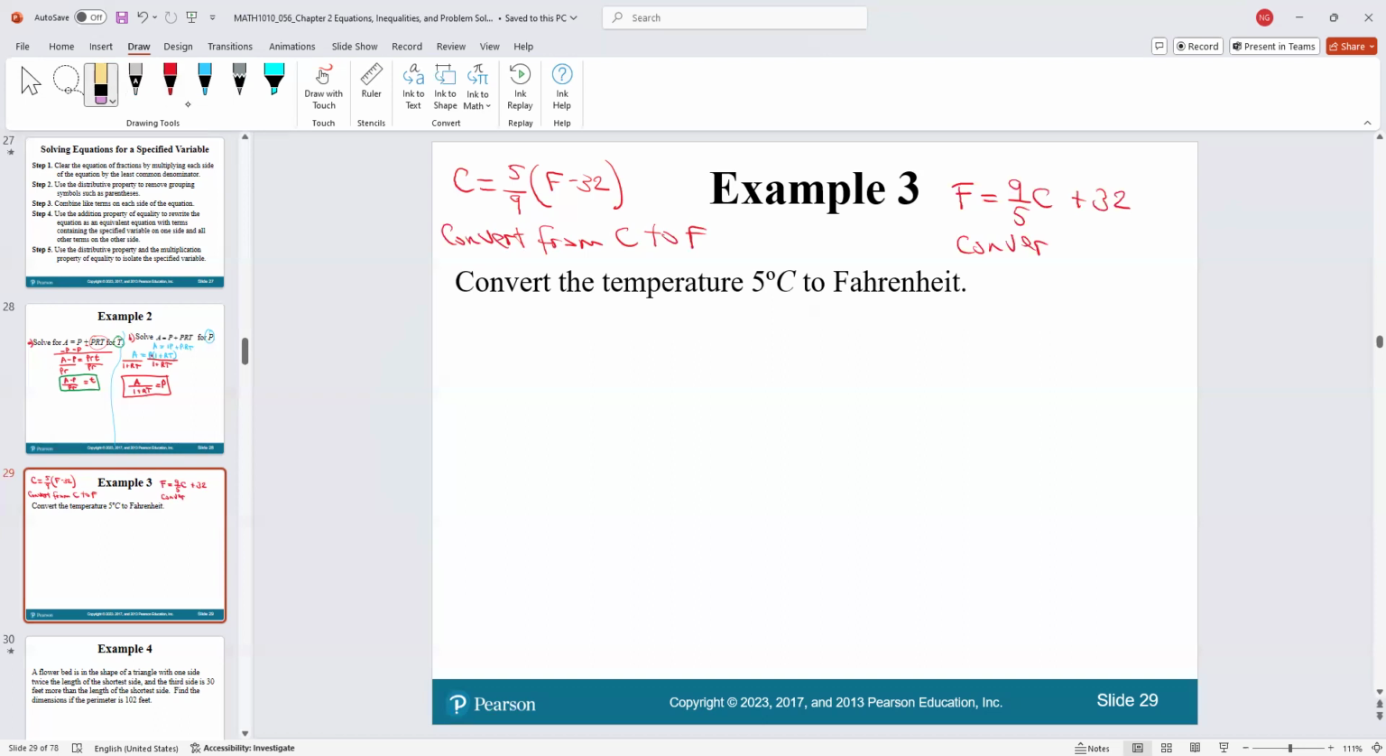No, I'm mistaken. Fahrenheit to Celsius here. Fahrenheit to Celsius. Convert from Celsius to Fahrenheit. Okay. Now, when they ask you to convert in this particular example, convert 5 degrees Celsius to Fahrenheit, it's extremely important to know these, especially if you plan on traveling, because it depends on which country you are in. You may not have access. I mean, everything is in Celsius or everything is in Fahrenheit.